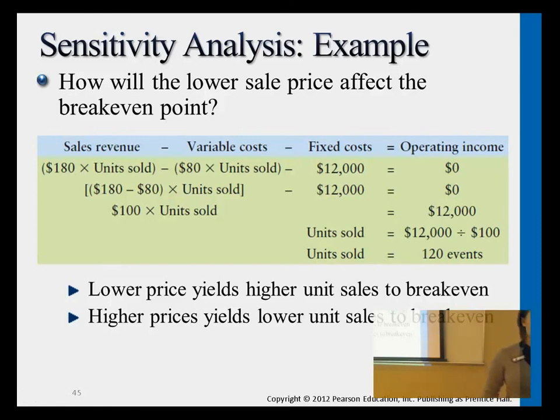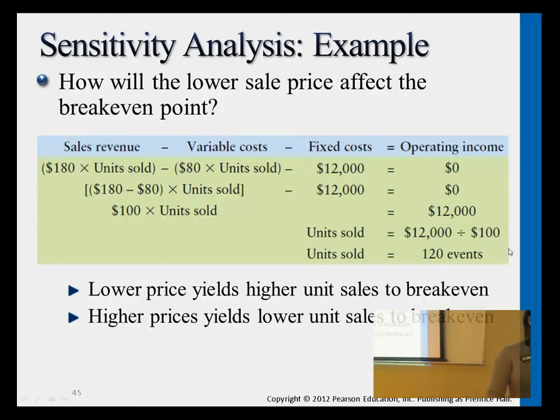So with the original price of 200 per event, our Greg's Tunes, I believe, break-even point was 100 events, right? I hope you remember this. So break-even was 100 events. Now with the new price that's lower, it's 180, what's going to happen? The break-even point moves to 120 events. So before we had 100, now we have 120.